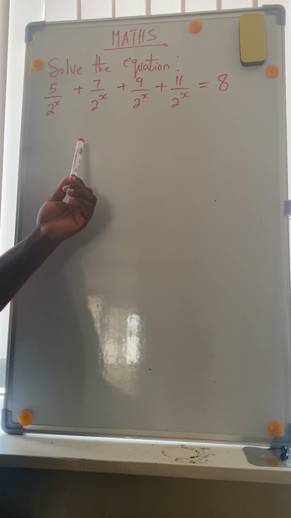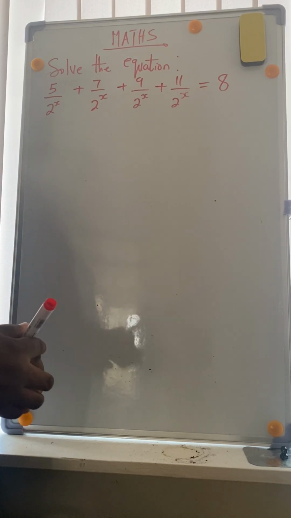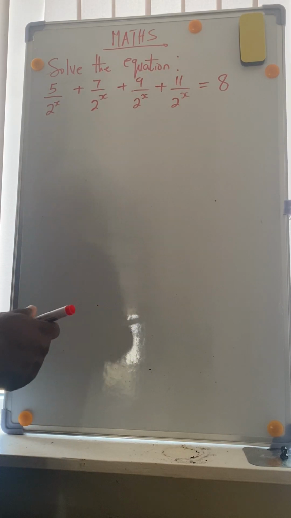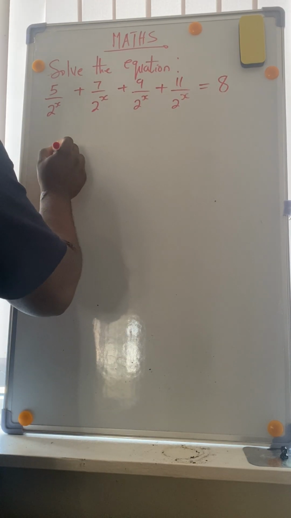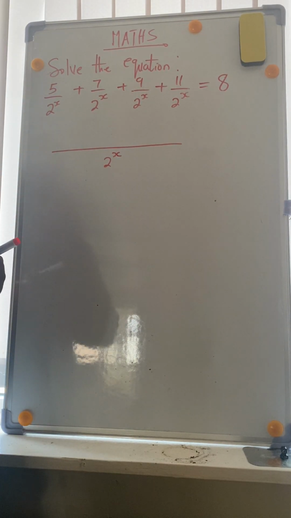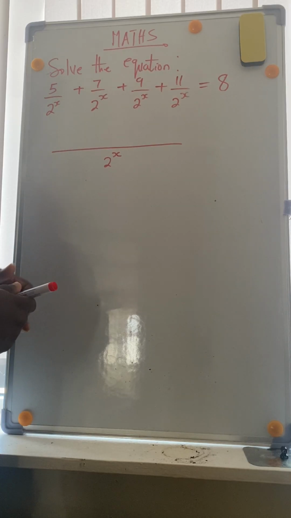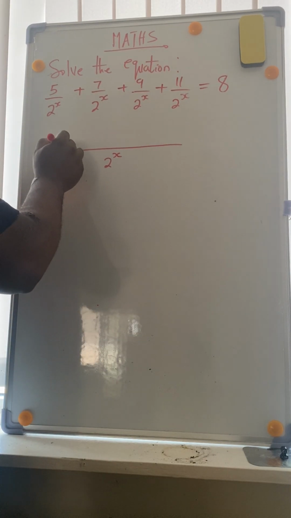Now, taking the first step here, one of the first things that might come to your mind is to find the LCM, which is right. The LCM of this expression at the left hand side here is 2 raised to the power of x. Now let's see, 2 raised to the power of x goes into 2 raised to the power of x, that will be 1, and 1 times 5 will give you 5.